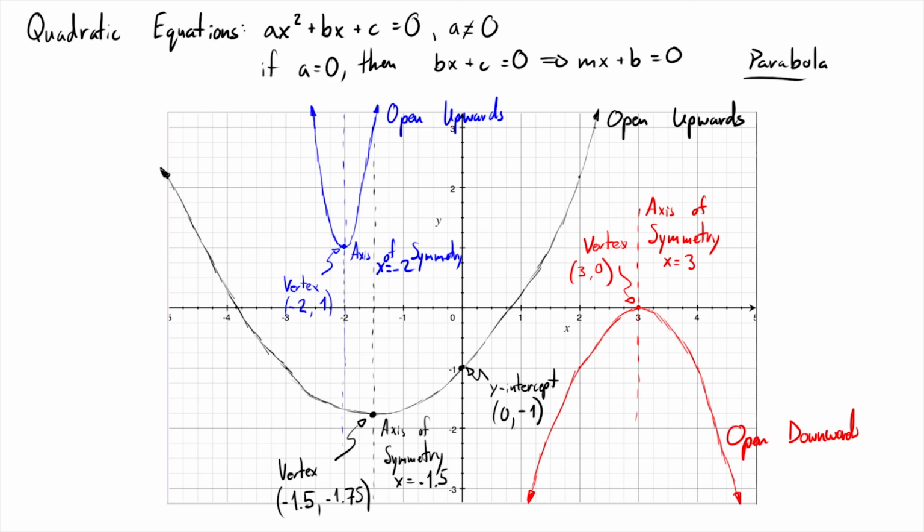But what we can also talk about is the x-intercept, and this is where our parabola crosses the x-axis. And in this case, for the black one, we have two places where that happens. It happens right here, and it happens here on the left. And these 2 points are known as the x-intercepts. X-intercept. And we have another one on this side. This is also the x-intercept.